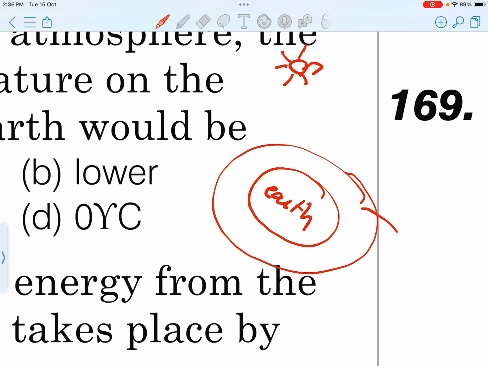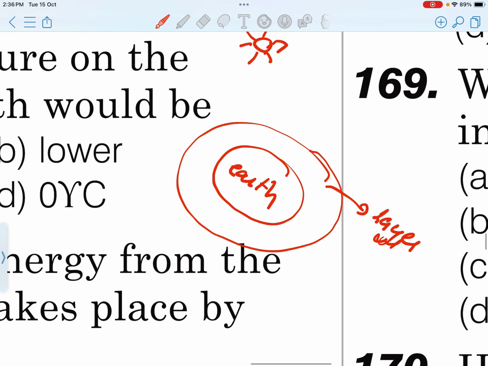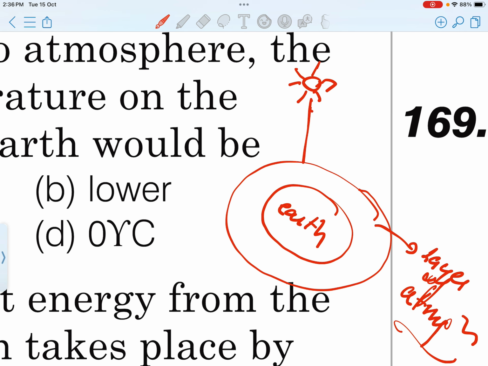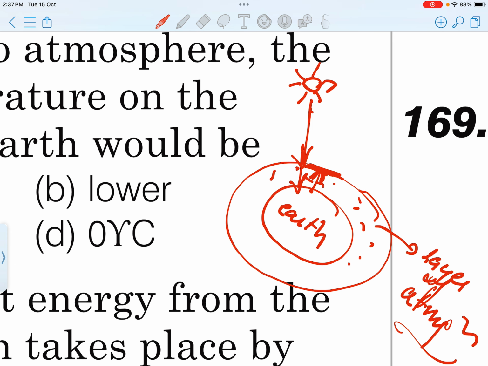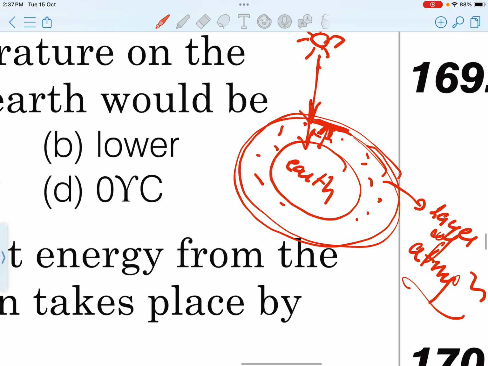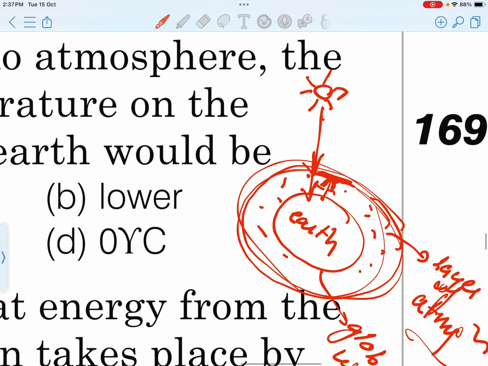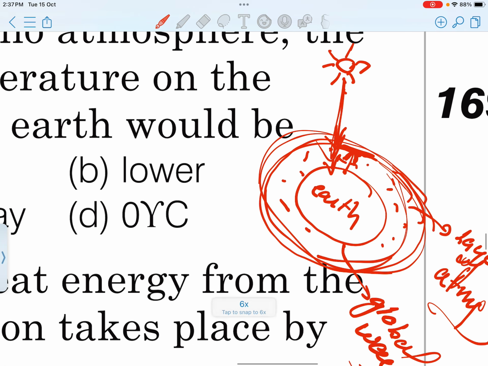So this layer of atmosphere. When the sun's rays, the radiations coming from the sun, strike the earth's surface, they can't escape due to the very thick atmosphere. So the radiations are trapped here due to this atmospheric layer, which increases the earth's temperature. This is exactly what we call global warming. So the earth's temperature is increasing due to the trapped radiations because of the atmosphere.